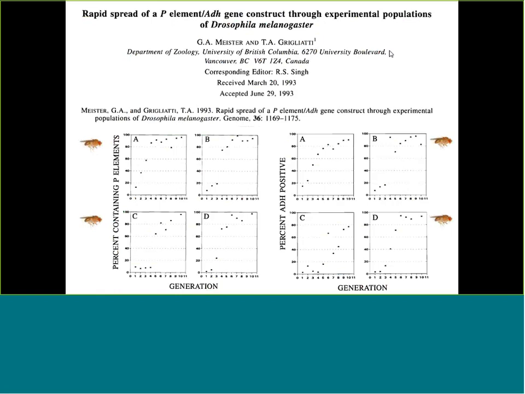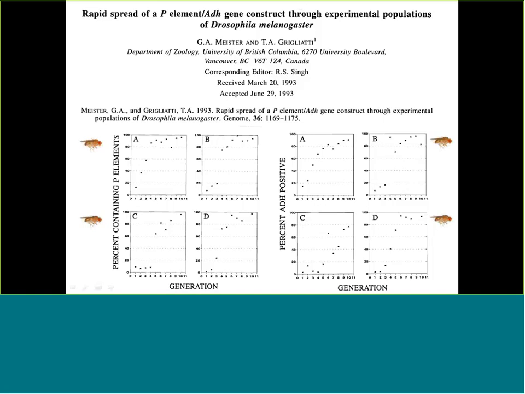Researchers realized that since it had rapidly spread through fly populations, could this be done experimentally? Could you actually link a cargo gene to a P element and get that to spread into a cage population? And this is the first example of gene drive that was successful in a laboratory population.